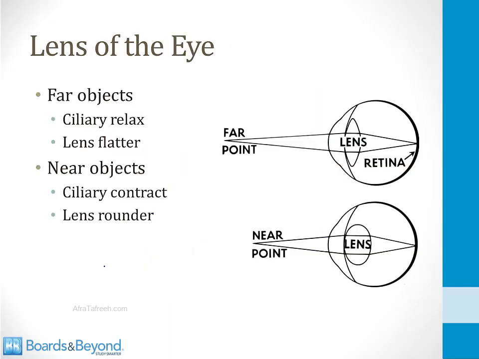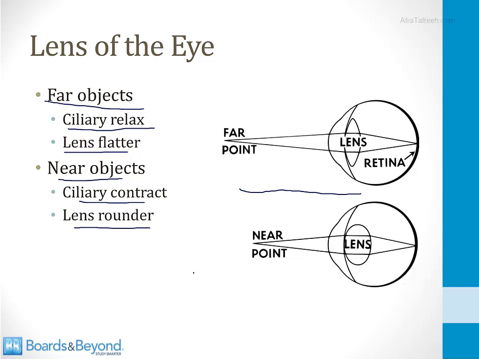And just to make this even more clear, here's another picture. When we're looking at faraway objects, the ciliary muscles are relaxed and the lens is flatter, as I've shown in this picture at the top of the screen. When we focus on something near to our face, the ciliary muscles contract, the lens becomes rounder, and this slightly modifies the optical power of the eye to let us focus on things that are close to our face.